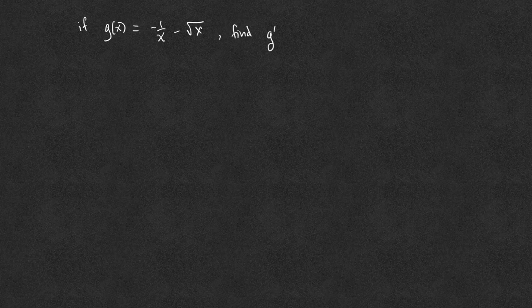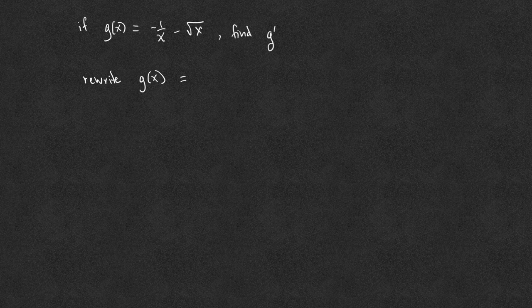If g of x equals negative 1 over x minus the square root of x, find g prime. First, we rewrite g of x. This is not the derivative, so we would write g of x, but not g prime of x.